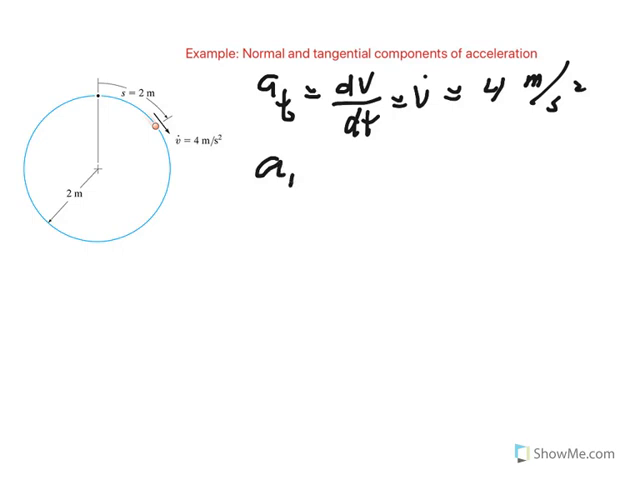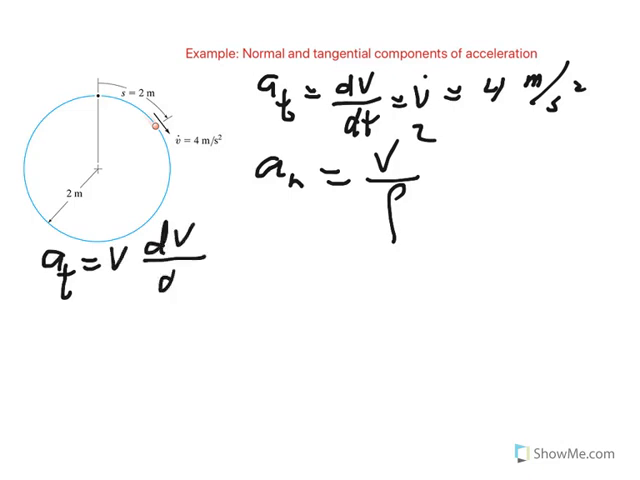Now, normal acceleration is velocity squared divided by rho. Now, rho we already know is 2 meters. That's the radius of curvature. But the question is, how do we find velocity at that instant? Well, we know that one other way to define acceleration instead of dv dt is as v dv ds. So bring in the position. And if we do a cross multiplication of this, v dv becomes a ds. So here, of course, a is a sub t.